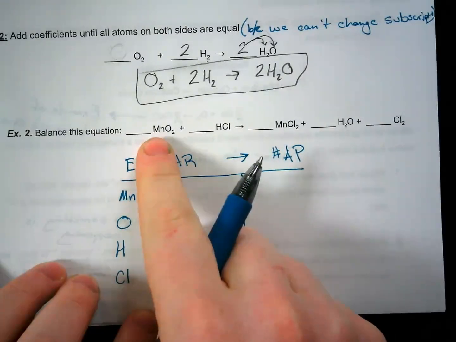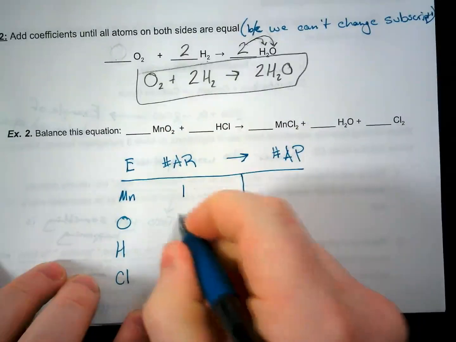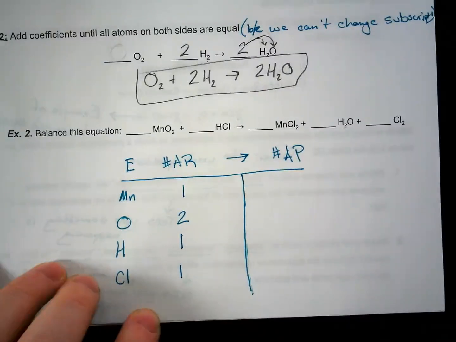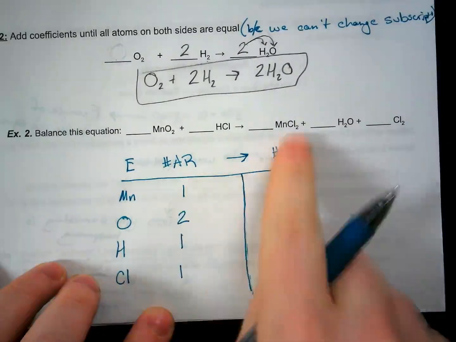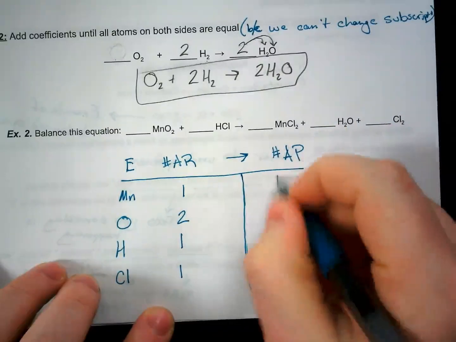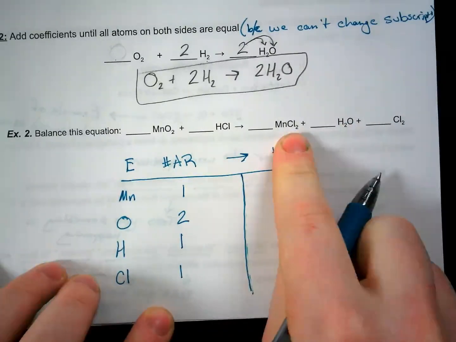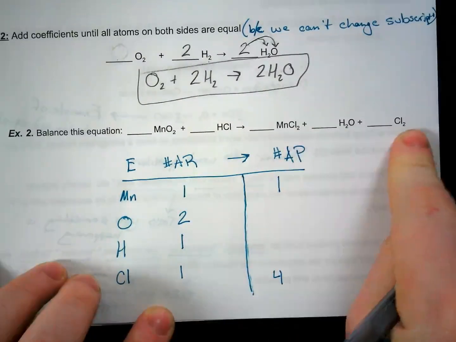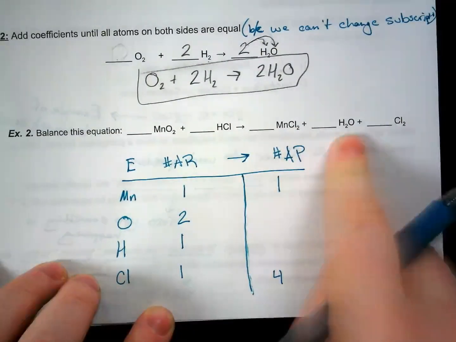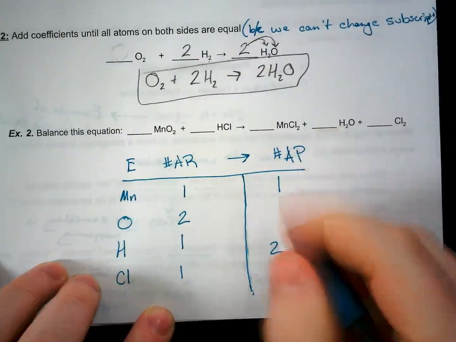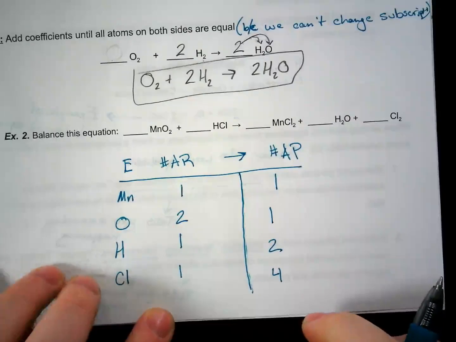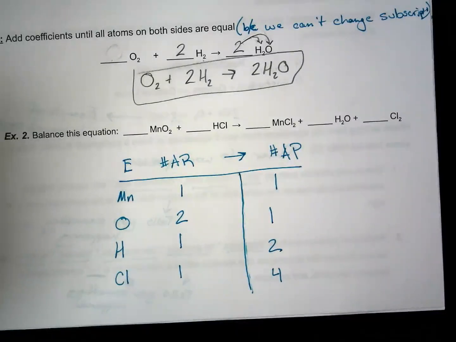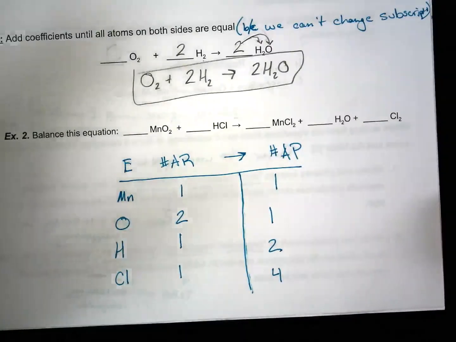There's one on reactant side. I've got 1 for manganese, 2 for oxygen, 1 for hydrogen, and 1 for chlorine. Okay. On product side, I've got 1 for manganese. I don't have just 2, but I have 4 for chlorine, because 2 and then 2, so that's 4. I've got 2 for hydrogen, and then I've got just 1 for oxygen. Okay, so now I have laid out how many atoms of each element there are on both the reactant side and the product side.